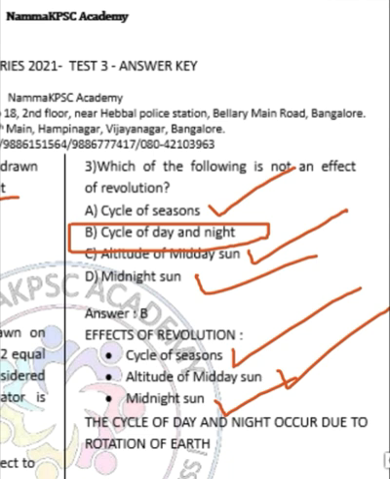If you did not know option C, altitude of midday sun, and option D, midnight sun, you could still have answered here because this is a very natural phenomenon which you experience every day because of rotation, and this phenomenon, the cycle of day and night, you have learned from your school days also. So like this you can eliminate options or do guesswork and answer the questions even if you don't know the options.